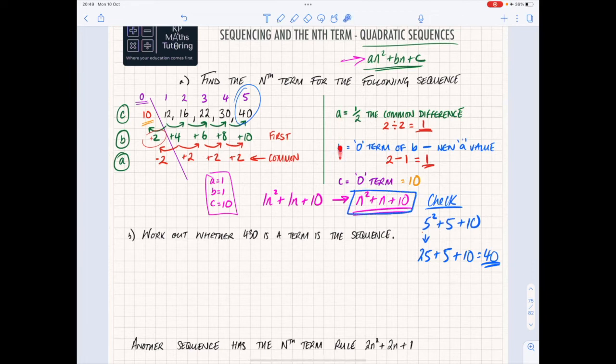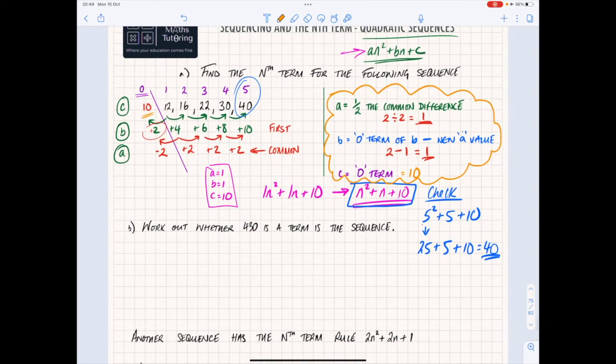Key thing to remember here is how to find this A, B, and C value. So this bubble here will be something that's worth writing down, making a note of. That will really help you. But a key thing to think about is that formula, n squared plus n plus 10.